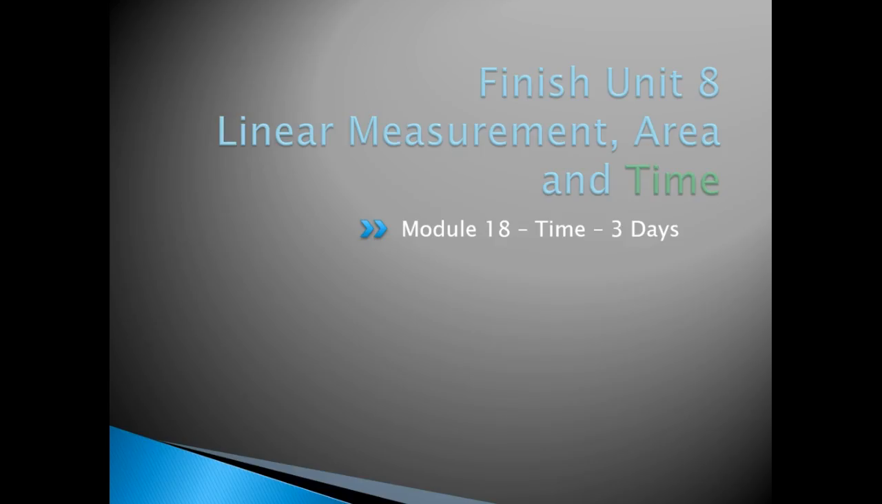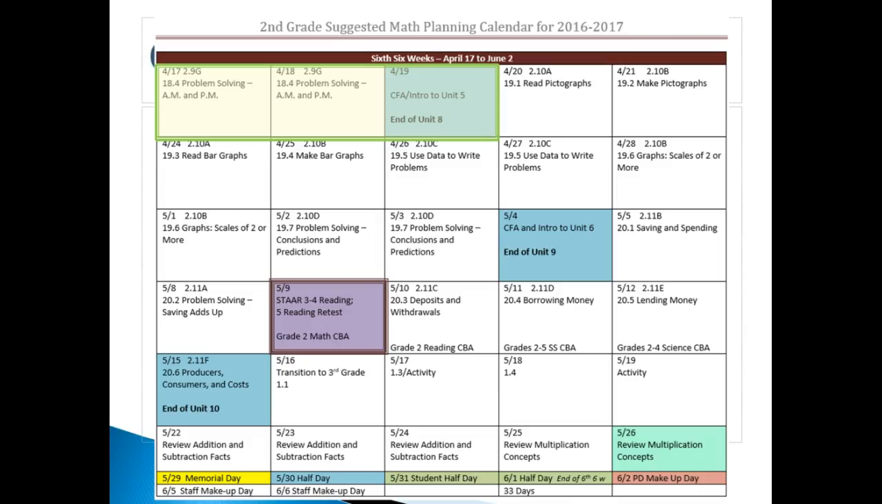So you're going to finish Unit 8. The only thing left is time, which you'll have 3 days to finish. So you'll see in this calendar where it's highlighted that that's the amount of time that you have, as well as giving a CFA if you would like.